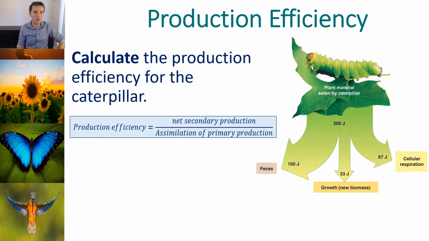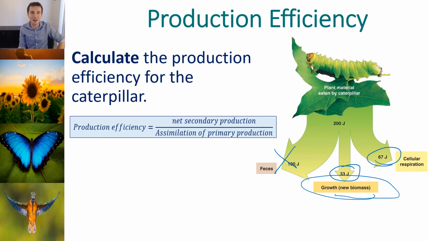So when we go through this, have a go: calculate the production efficiency for the caterpillar. Using this formula here, you might want to pause it if you want to do it yourself. Net secondary production, that is the new biomass, how much they can use for growth and reproduction. That is 33 joules. When we look at the assimilation of primary production, that is this energy excluding the feces, so how much they've actually assimilated. In this case, we've got 33 joules and 67 joules.